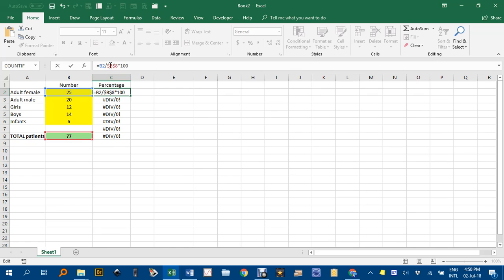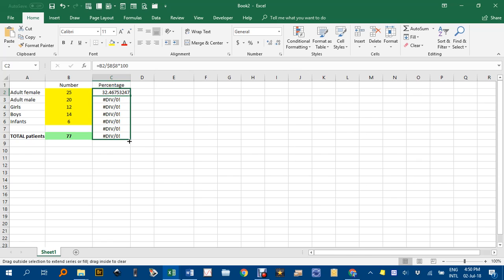It's a $ sign in front of both the letter and the number. So I click the tick or press enter, I'll click the tick and it will stay in that cell. Now if I drag down, it's actually calculating the percentages. There's no point having one there, so I'll delete that. And of course it adds up to 100%, or B8 divided by B8 times 100 is 100%.